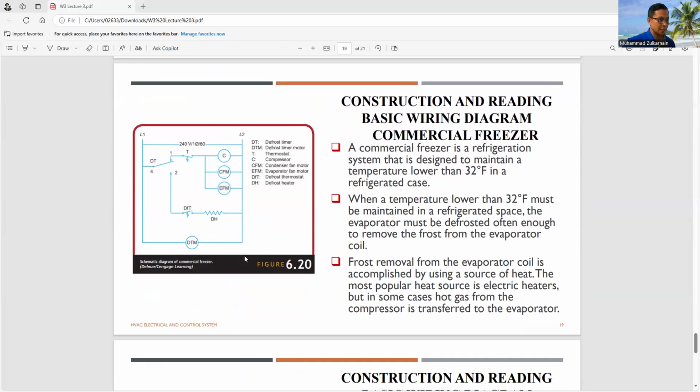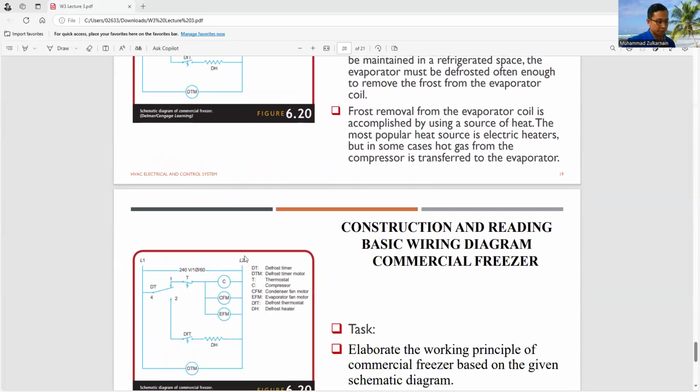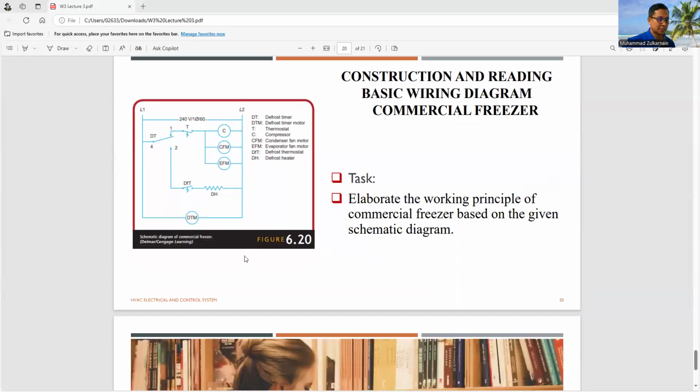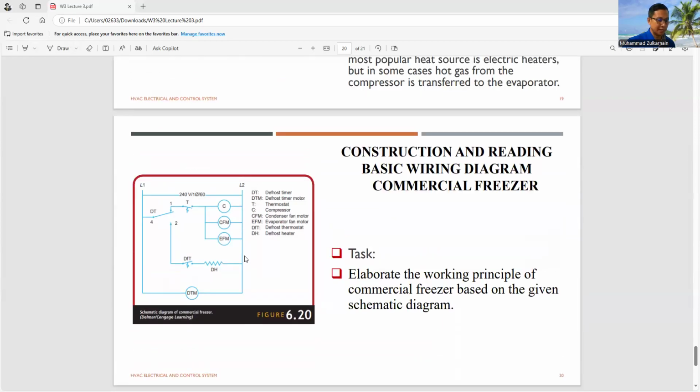Okay, that's all for today for the second week of our subject. So I hope you can understand reading the diagram, and then you can simplify by phrasing the operation of the schematic. Okay, that's all for today.